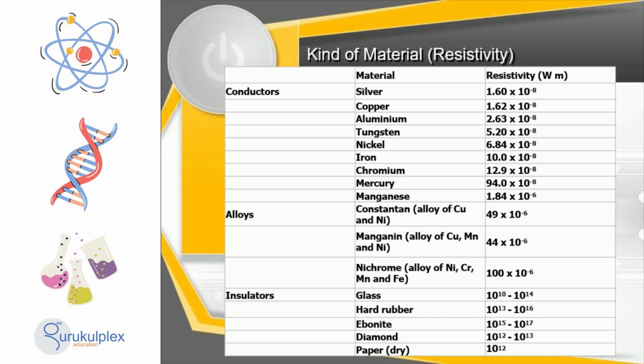Silver has a resistivity of 1.6 x 10^-8 Ωm, while manganese has a resistivity of 1.84 x 10^-6 Ωm. Alloys have their own resistivity values, with constantan having a resistivity of 49 x 10^-6 Ωm and nichrome having a resistivity of 100 x 10^-6 Ωm. Insulators, such as glass, generally have resistivities ranging from 10^10 to 10^14 Ωm.